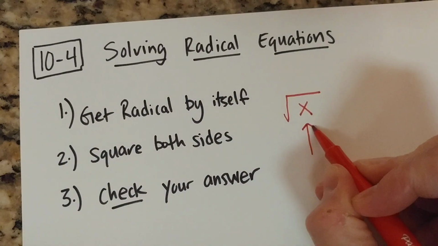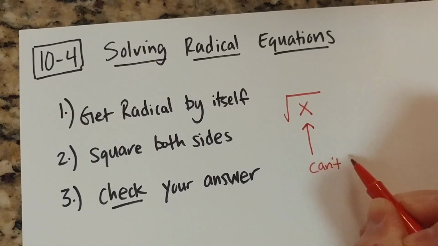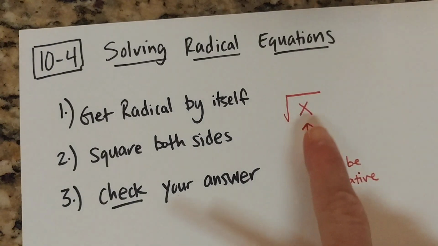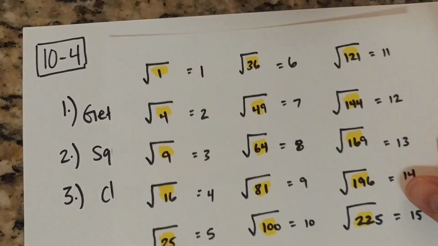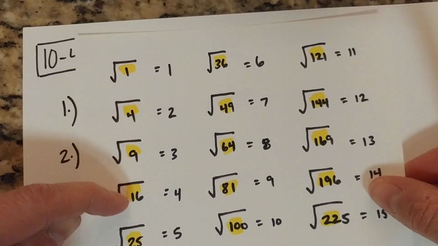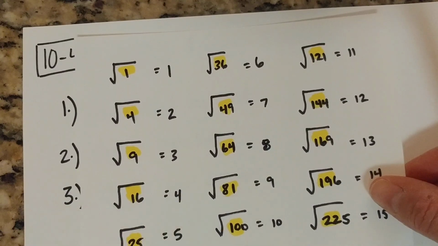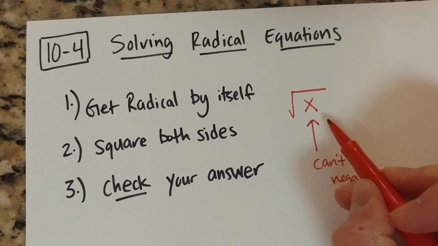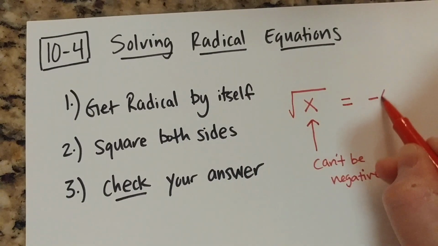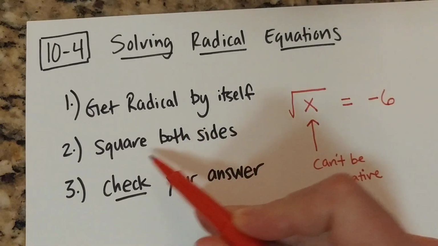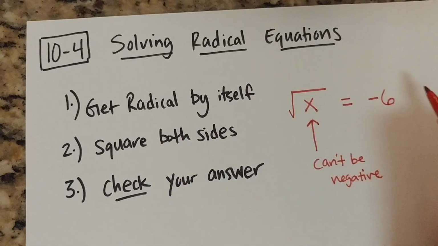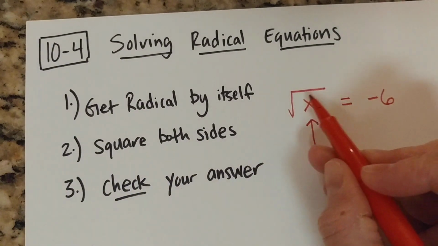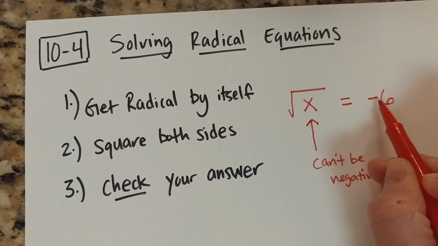The number that's under the radical can't be negative. Think about the square roots that you know. For instance, back to this sheet. All of these square roots equal a positive solution. So this can't be negative. So if you end up isolating the radical and it says it's equal to something like -6, and then you proceed to square both sides, you're going to end up with an answer that's not true. That doesn't work, because you cannot take the square root of something and get a negative number.